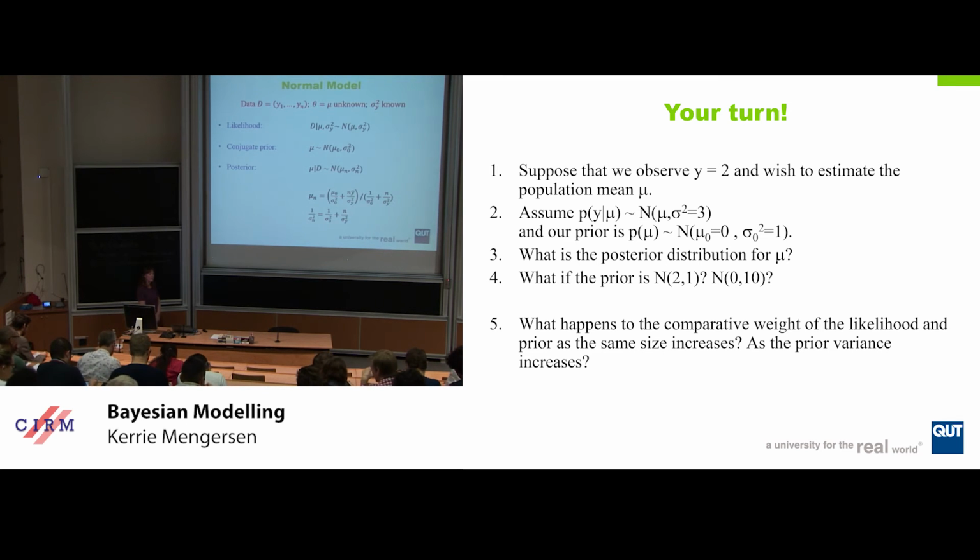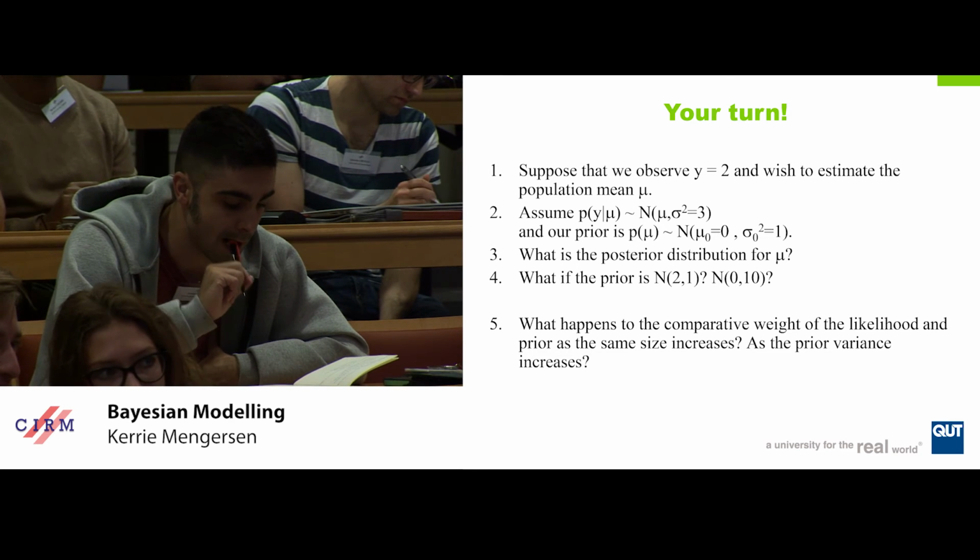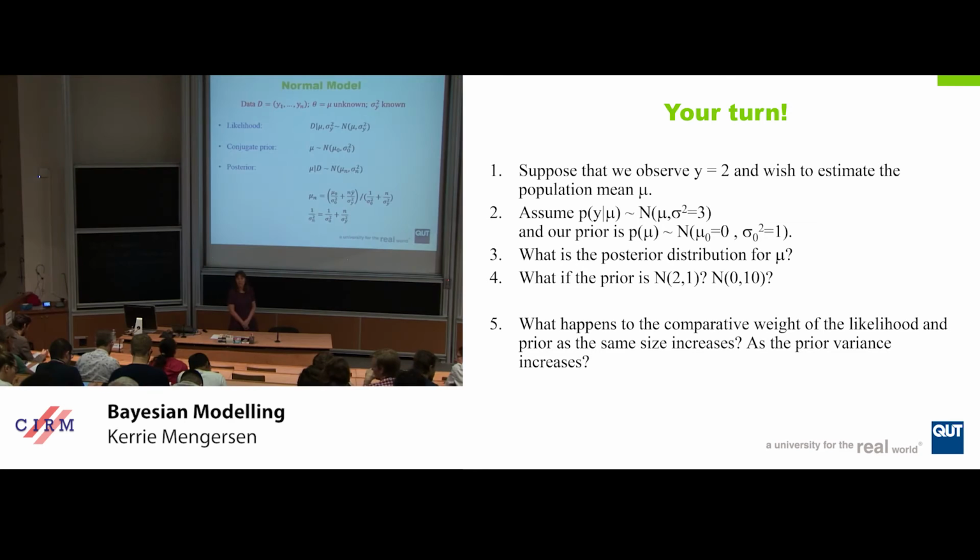Okay. What did we find out? So we start off with a prior, I'm trying to find out what mu is. My prior belief is that mu is zero, normally distributed around zero with a variance of one. So now I observe a value of two. And what is my posterior distribution now? A normal what?